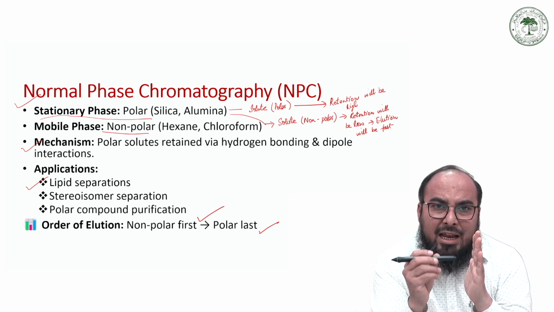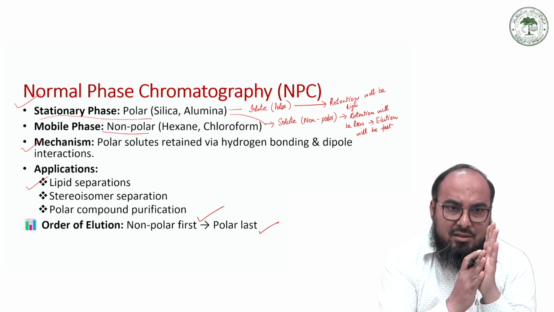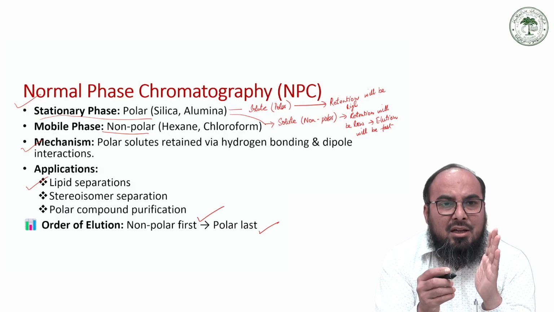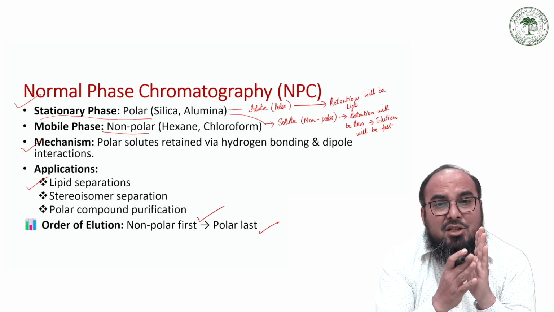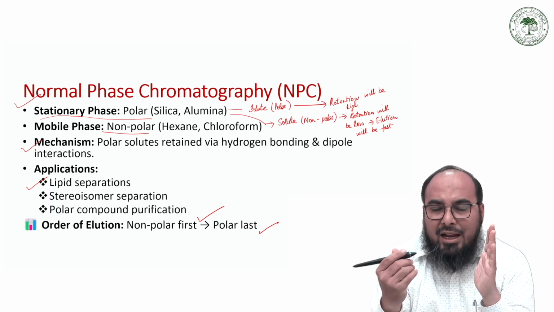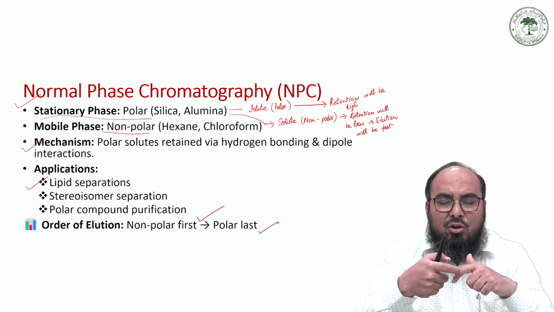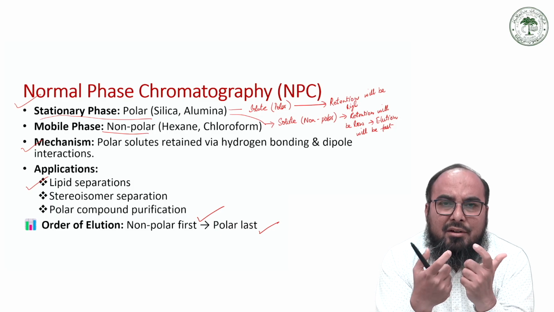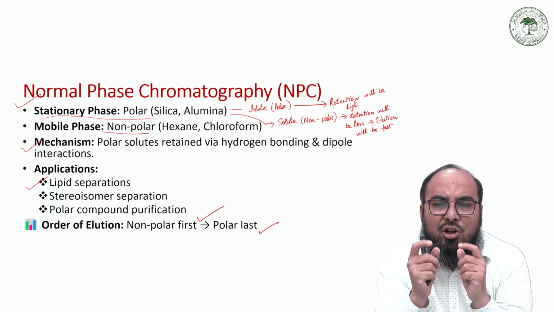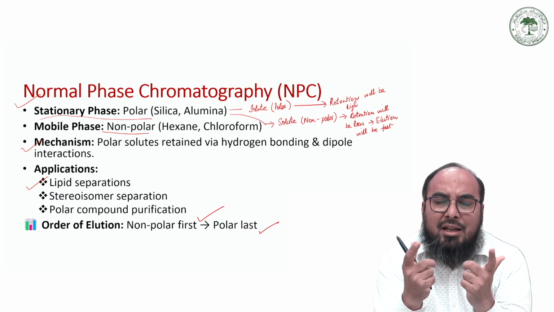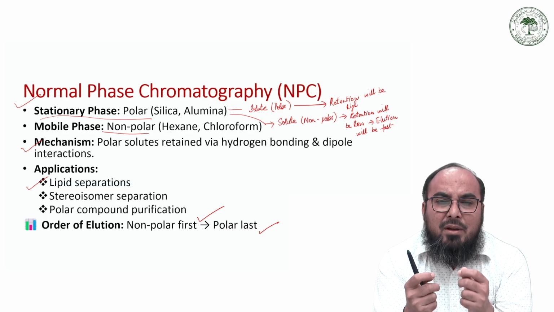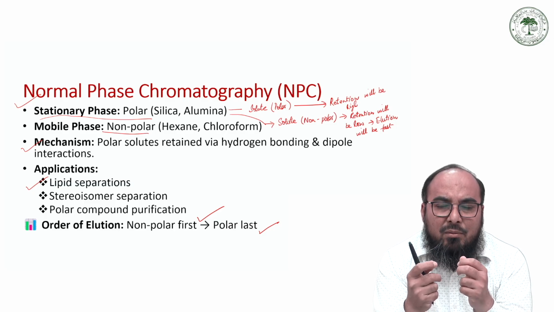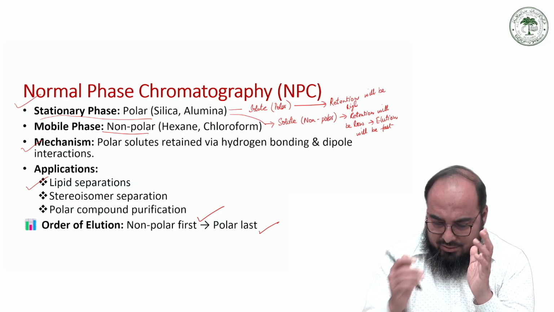But at the same time, in the case of HPLC normal phase chromatography, if your stationary phase is polar and your solute is also polar, then they have a very strong interaction, and a strong interaction means the solute is going to stay there for longer. That is, the elution will be slow, or you can say it will come at the last.